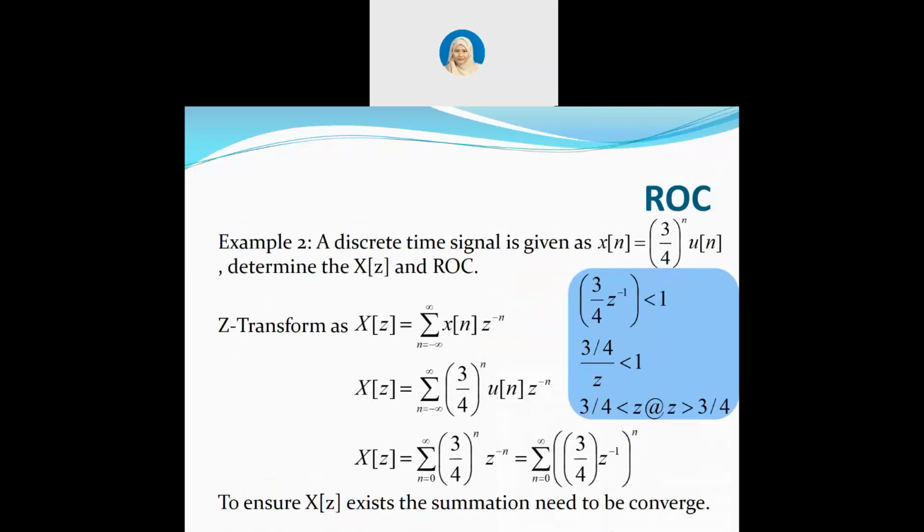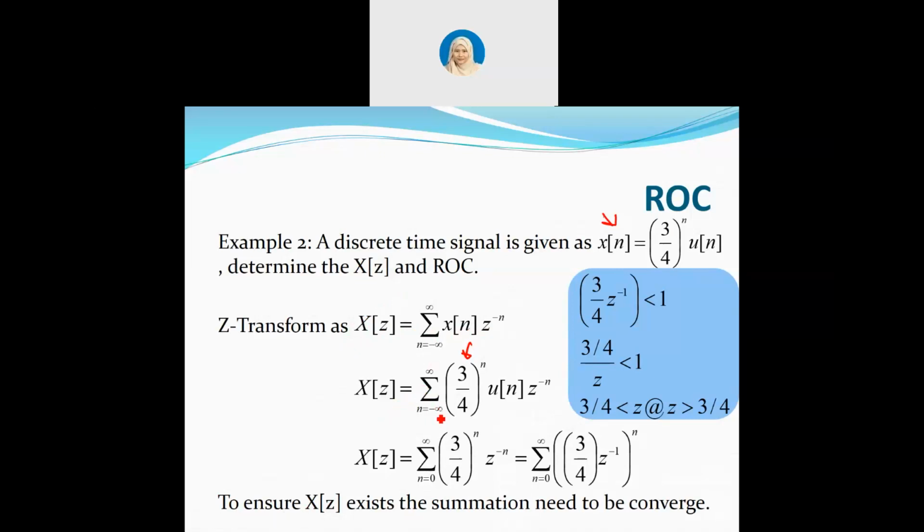Okay, now look at example number 2. Z transform. Let's say this is our discrete time signal: xn equals to 3 over 4 to the power of n, un. un means that our n is from 0 to infinite. So if we put it into the formula, xn z to the negative n, this is the Z transform: Xz equals to the sum of xn z to the negative n.